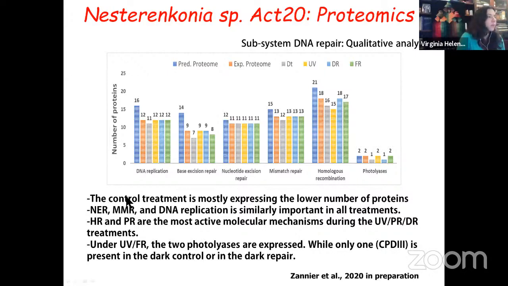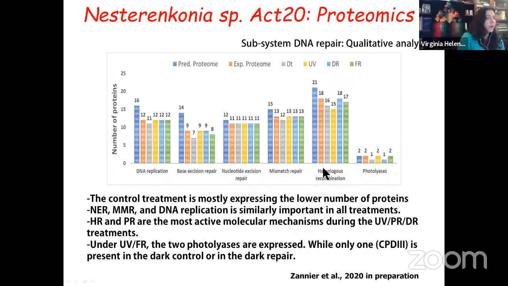So here, in the DNA repair subsystem, we have the different systems that may be integrating DNA repair, and of course they are the ones in DNA replication, base excision repair, nucleotide excision repair, mismatch repair, homologous recombination, and photolyases. In these three, NER, mismatch repair, and DNA replication, they are similarly important in all treatments. So they are mostly equally active in all conditions.